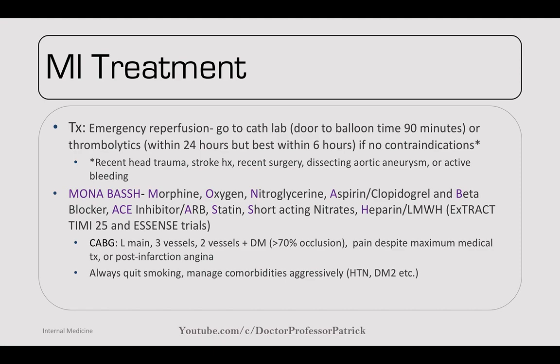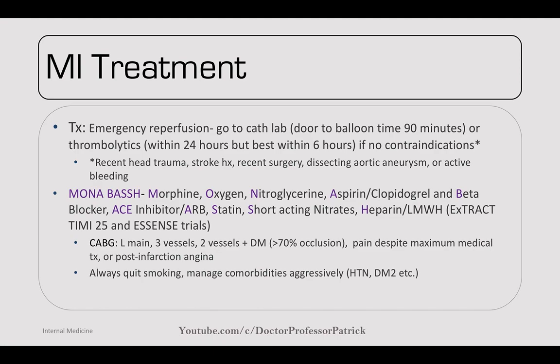So these contraindications we'll review again before thrombolytics with stroke therapy. But recent head trauma, a stroke, recent surgery, a dissecting aortic aneurysm, or active bleeding are all contraindications to use thrombolytics for an MI. So MONA-BASH is another treatment algorithm that you'll hear.